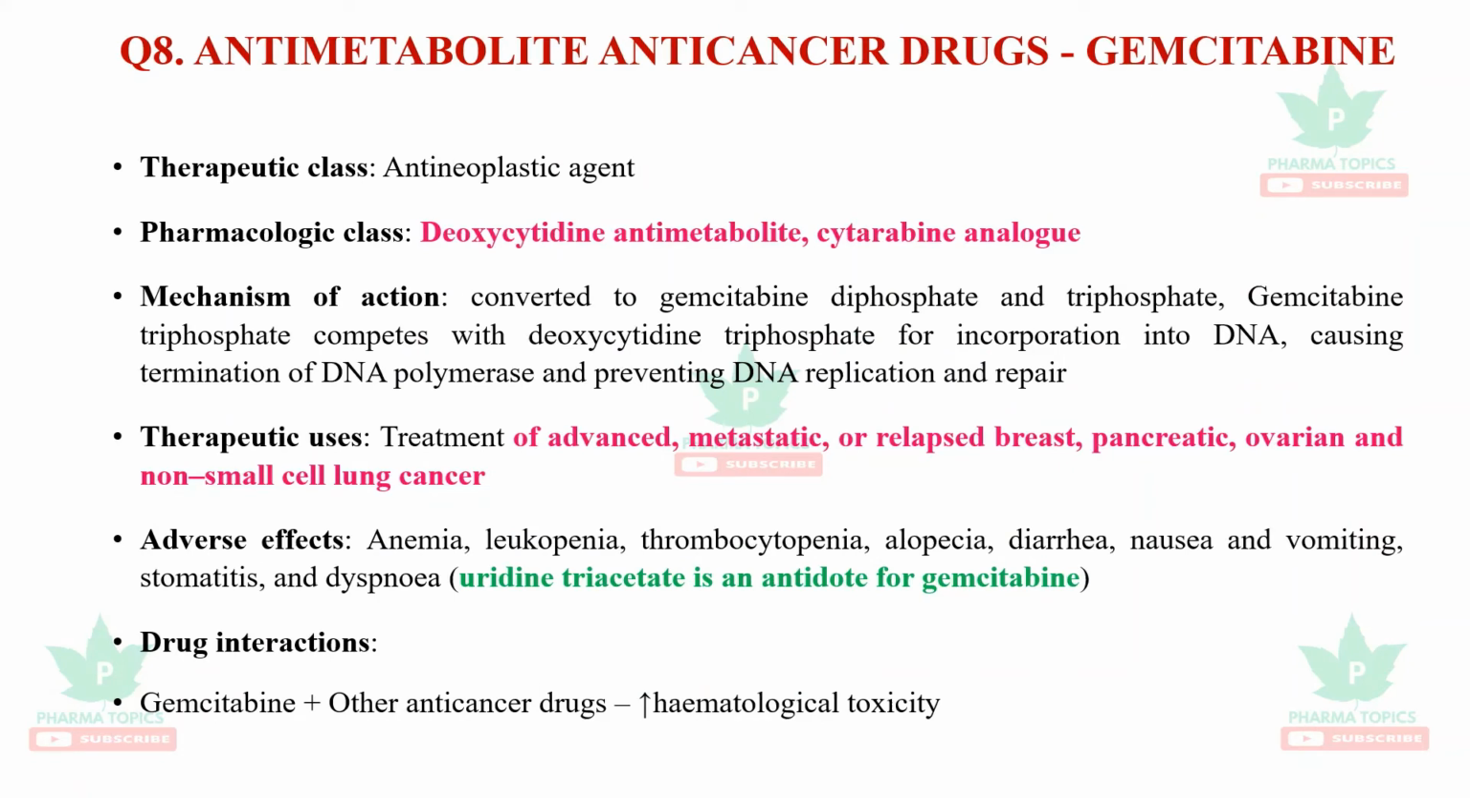Question number 8 is a short note on GEMCITABINE. It's an antimetabolite anti-cancer drug, a deoxycytidine antimetabolite, cytarabine analog. It is converted to gemcitabine diphosphate and triphosphate that competes with the deoxycytidine triphosphate for incorporation into the DNA and prevents the DNA replication and repair. It is used for treatment of advanced metastatic or relapsed breast, pancreatic or ovarian and non-small cell lung cancer.